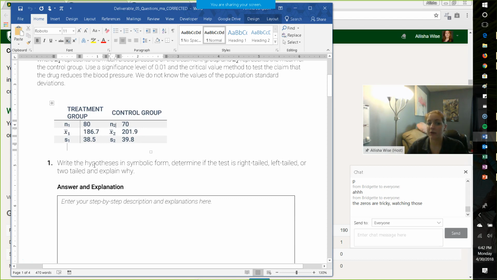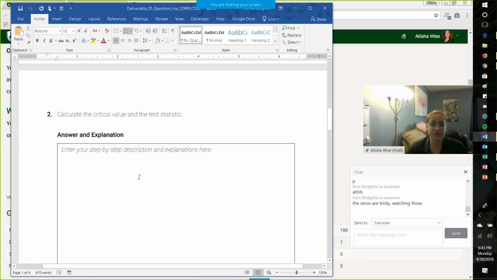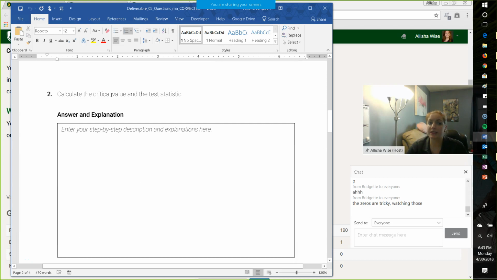So number 1, write the hypotheses in symbolic form. H0, HA. Determine if the test is right-tailed, left-tailed, or two-tailed, and explain why. We talked about that last week, so hopefully that feels good. Number 1 feels good. Number 2, calculate the critical value and the test statistic. You don't have to do it in that order. You just have to show how you would calculate the test statistic and how you would calculate the critical value.